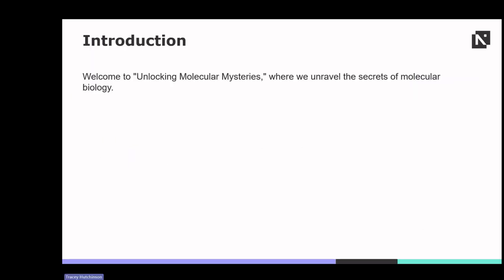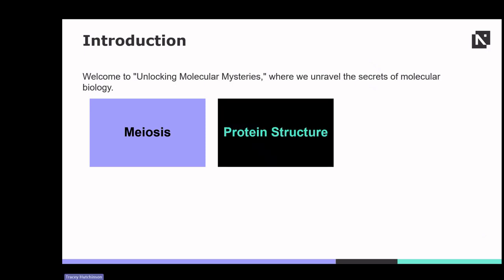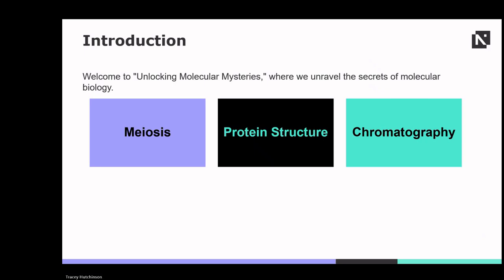So today we embark on a journey into the microscopic world of molecules. Together we'll unravel the mysteries of meiosis, understanding genetic variation through meiosis is fundamental. Protein structure, so how amino acids shape protein function and structure. Chromatography applications, how versatile chromatography techniques have diverse industry applications.